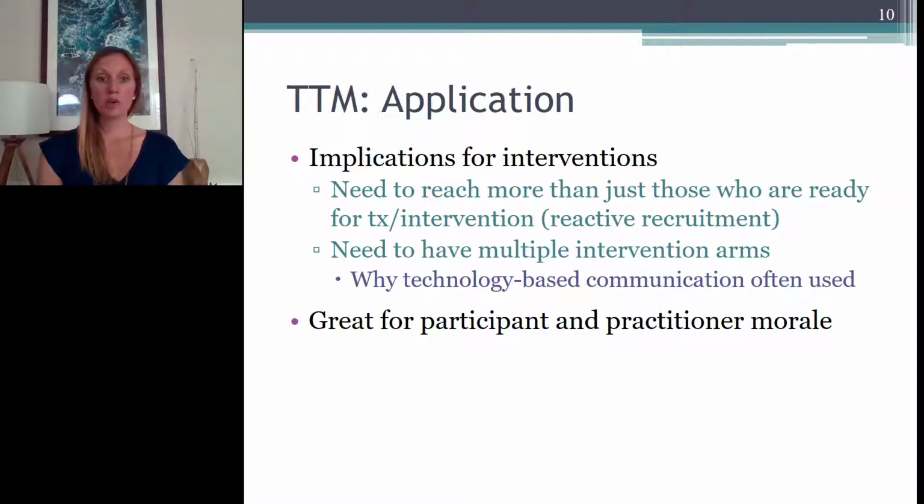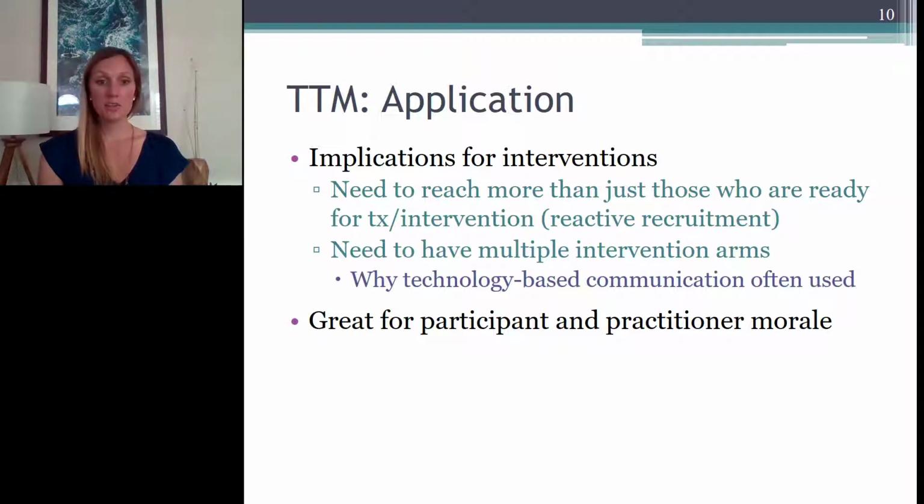The TTM also underscores the importance of having multiple intervention arms if you have the resources to do so. And again, the reason for this is because not everybody at every stage of change is going to respond to the same intervention. So we want to, if we can, develop different interventions for the different stages.